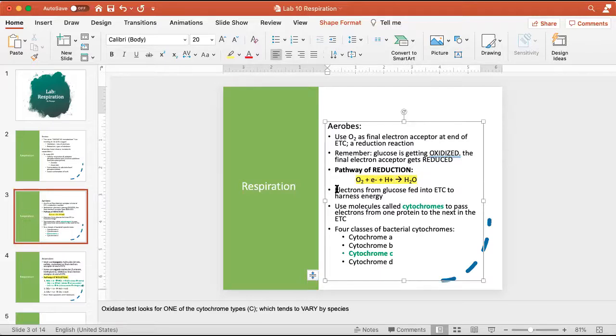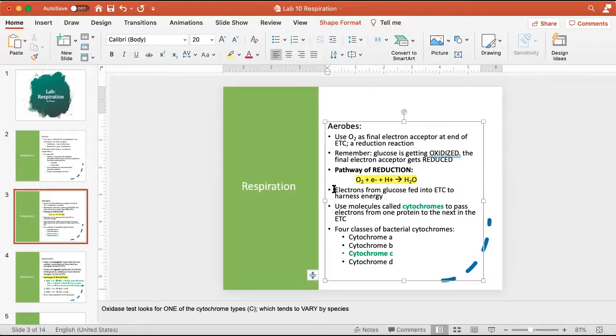Now, all of the electrons, as they're getting passed down the electron transport chain, the reason that they're getting sent down that chain of proteins is so their energy can be harvested. Remember, at the very end of this process, we're making ATP. So we need the energy from the glucose molecule to build the ATP molecules.